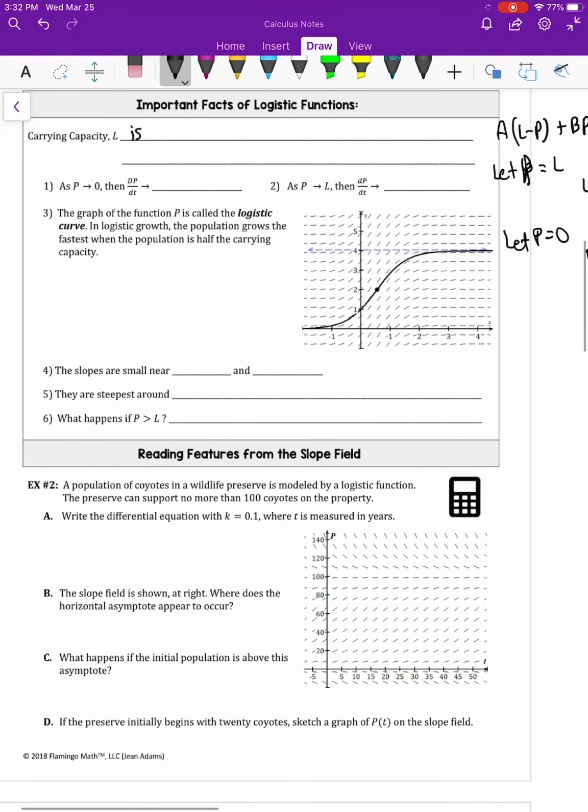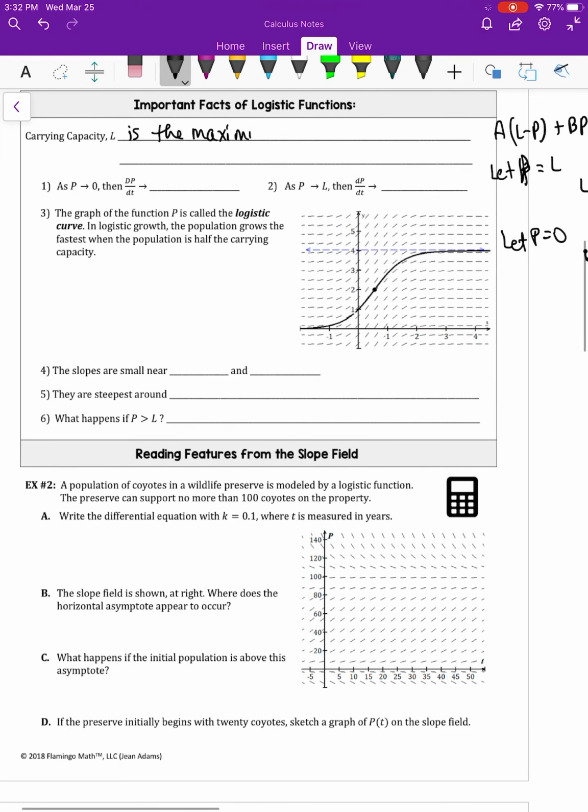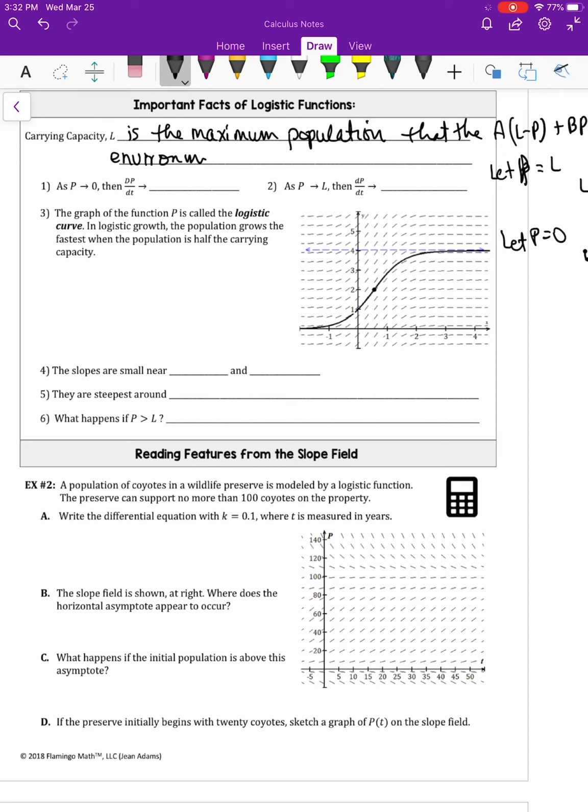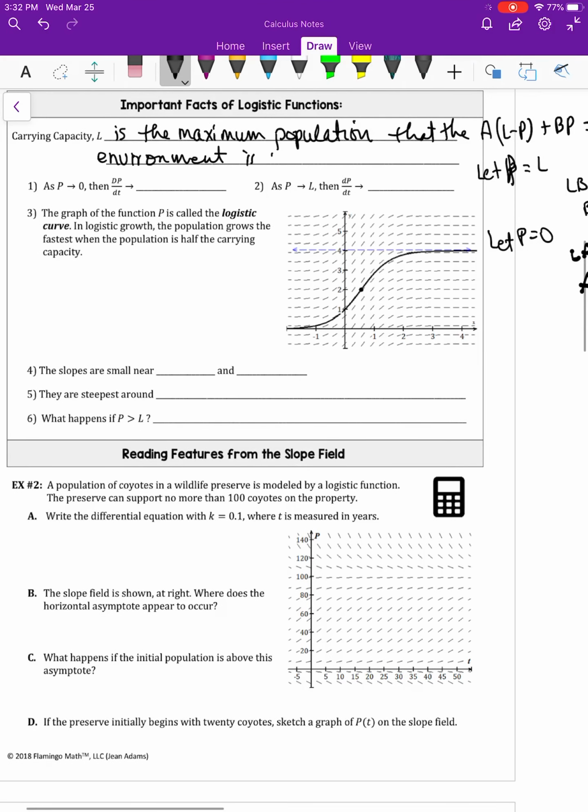So we have carrying capacity L is the maximum population that the environment is capable of sustaining. And as P goes to 0, your dP dt goes to K times P. As P goes to L, your dP dt goes to 0. And the graph of the function P is called the logistic curve. And in logistic growth, the population grows the fastest when the population is half the carrying capacity.